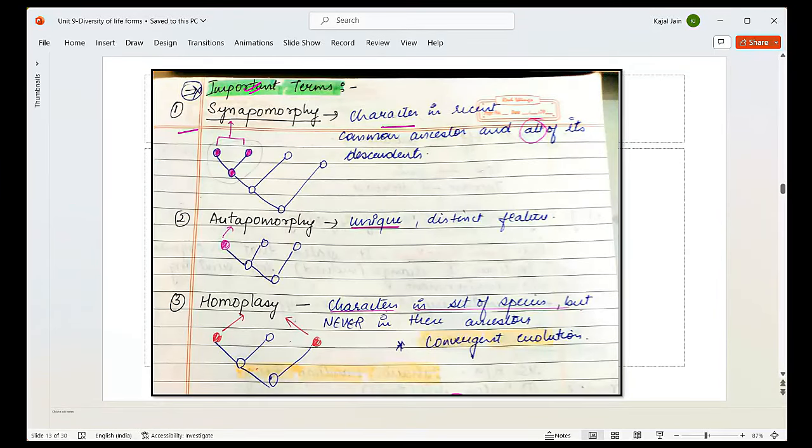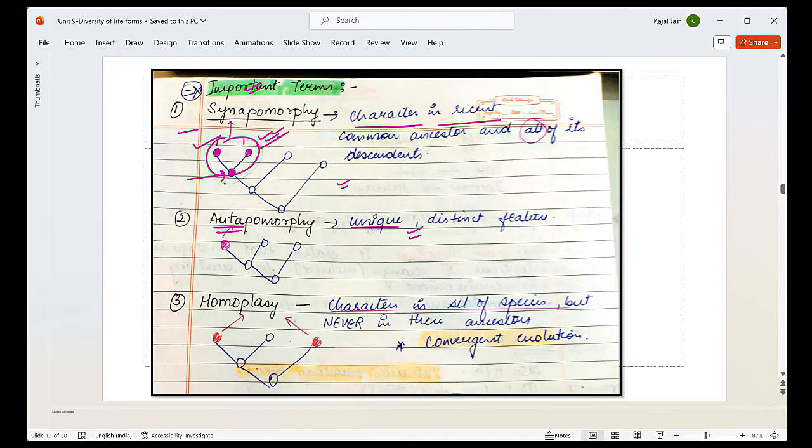Synapomorphy. Synapomorphy is any characteristic found in the recent common ancestor and all of its descendants. Look into the diagram. This is how the tree looks, and this colored portion depicts the character. When the character is there in your common ancestor and all of its descendants, this is what synapomorphy is. This has been asked in the examination. Remember about this.